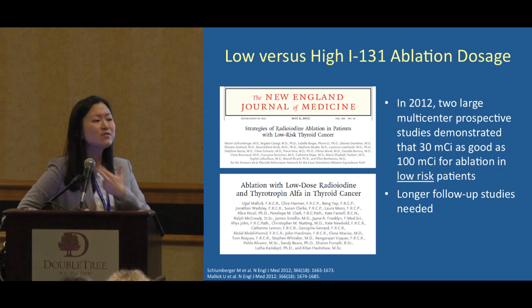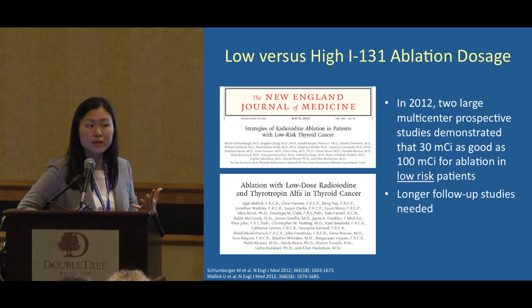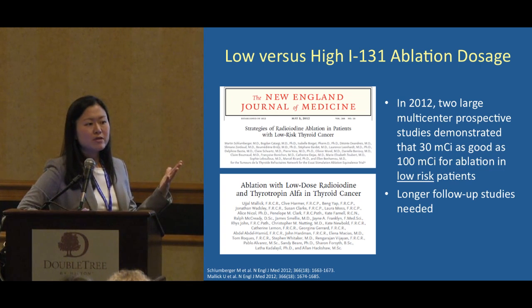Because yes, you can successfully get rid of the thyroid tissue with a lower dose, which is great because that's the goal for I-131 ablation, but it doesn't necessarily tell you that the patients who get a 30 millicurie dose do better overall than patients who get a higher dose.